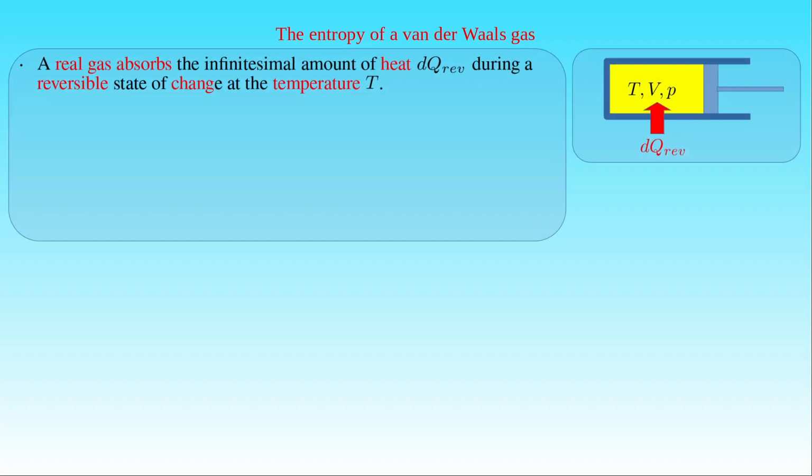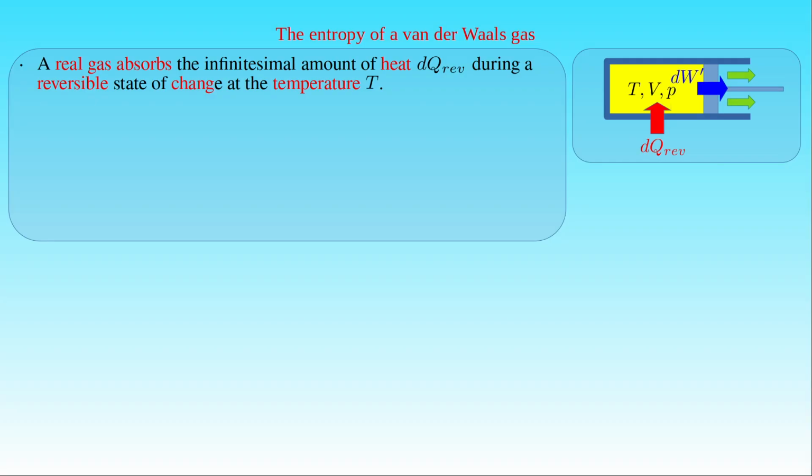We already determined the internal energy of real gases in the van der Waals approximation, and now we derive the entropy of a van der Waals gas. When we determined the entropy of an ideal gas, we considered a given amount of gas enclosed in a cylinder with a piston, absorbing the infinitesimal amount of heat dq_rev from its surroundings at the temperature T in a reversible change of state. In such a process the gas will expand and move the piston, doing some infinitesimal work dw' on it.